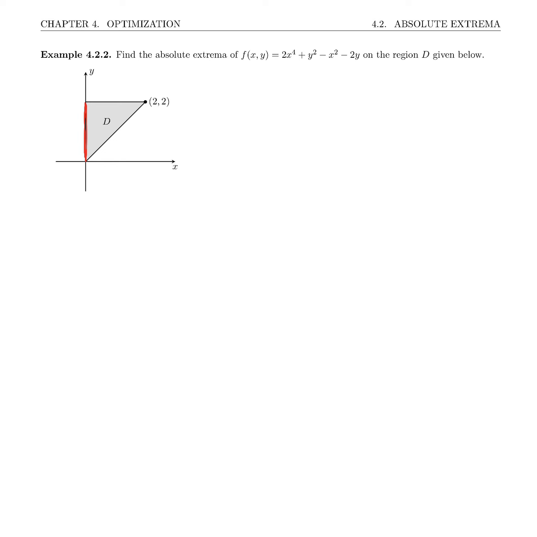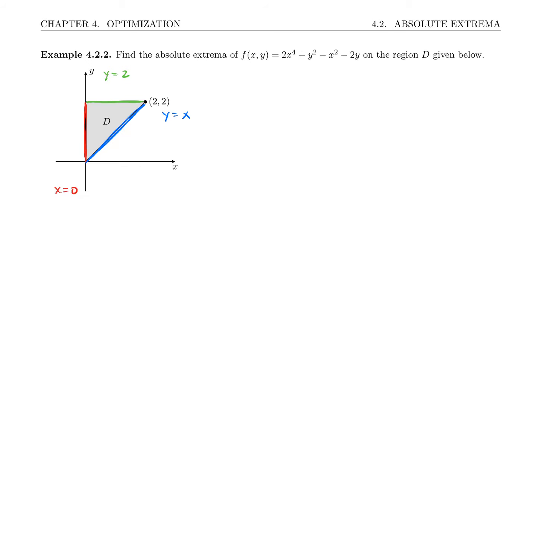So in red here we've got the y-axis, which is the curve x equals 0. In green, here we have the horizontal line, which is y equals 2. And in blue, the diagonal line from (0,0) to (2,2) is the line y equals x.